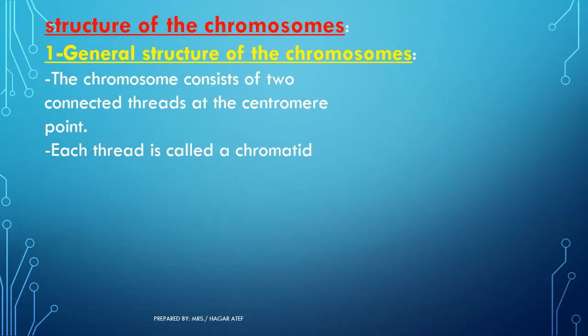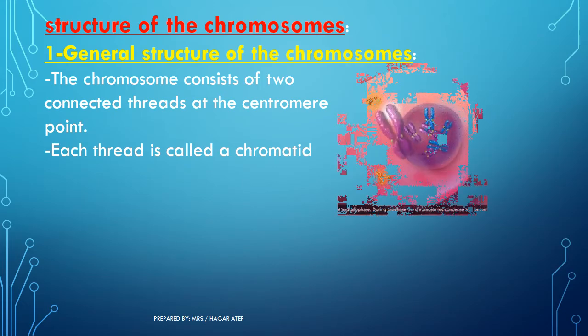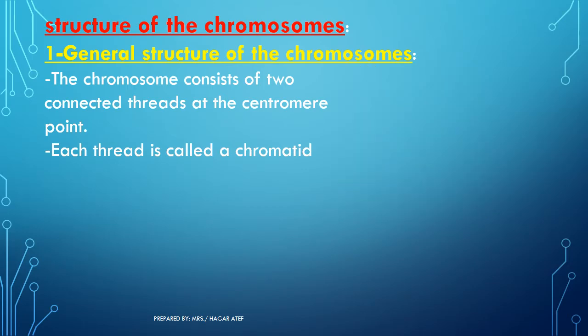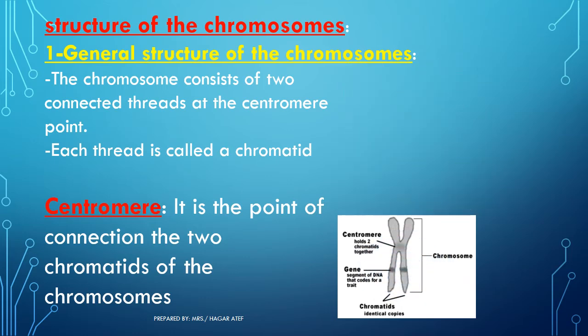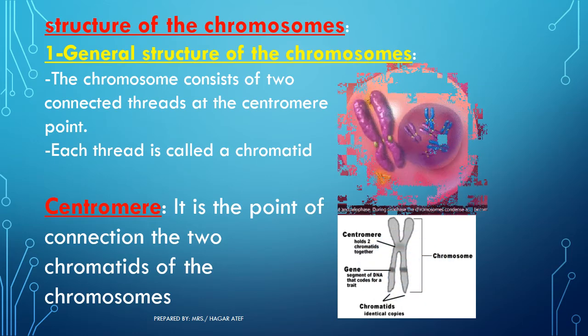Structure of the chromosomes. Number 1, general structure of the chromosomes. The chromosome consists of two connected threads at the centromere point. Each thread is called a chromatid. So, the centromere is the point of connection of the two chromatids of the chromosome.